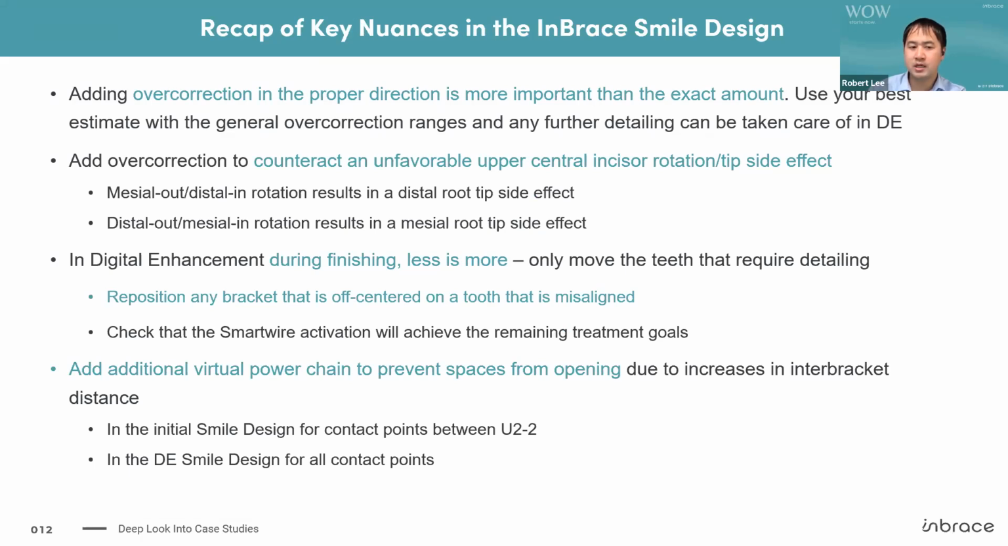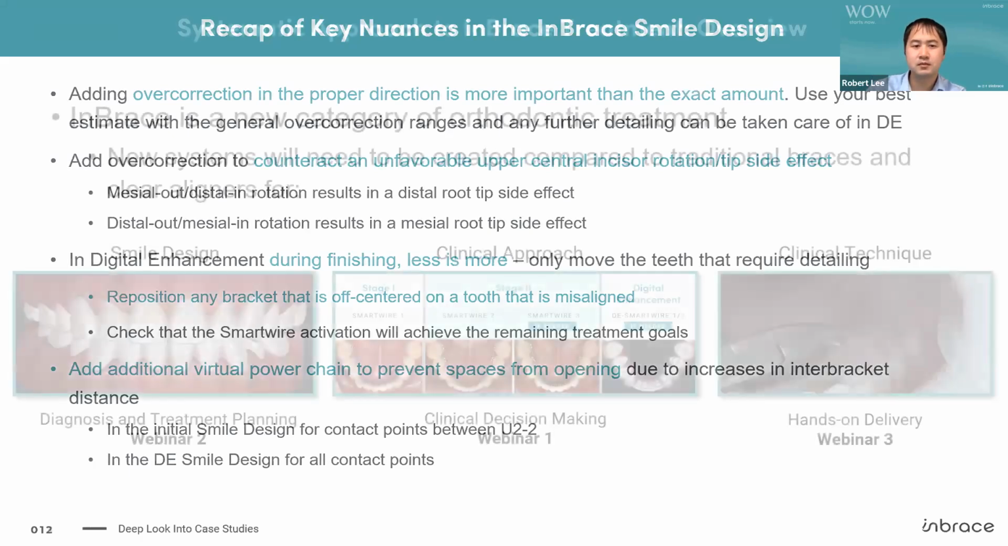So in the initial Smile Design, generally making sure that you're not going to get a space opening between your upper 2 to 2, so your upper front teeth. And then in your DE Smile Design, you should be doing it for all your contact points, just to make sure there's no spaces occurring during your finishing. And that's very similar to, I would say, you're adding a power chain at the end of your treatment to make sure all your contacts are closed at the end of treatment. With traditional braces, you're essentially doing the same thing here now with the DE smile design.